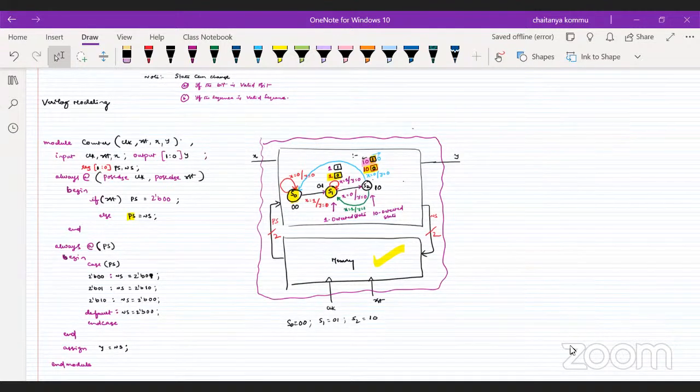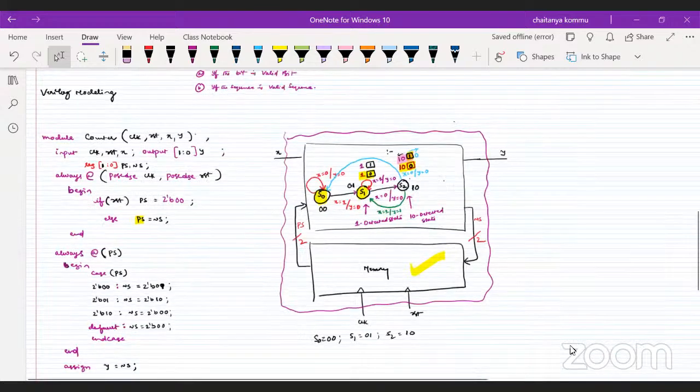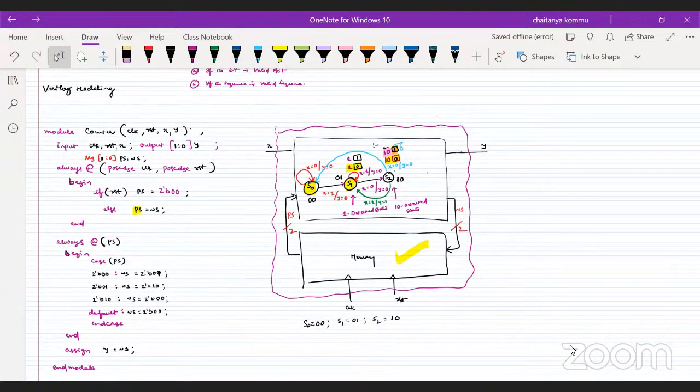We have two always blocks, one for the combinational block and one for memory. Now it's fine. I hope there is no disturbance now. Okay, so the class is completed with this Verilog program.